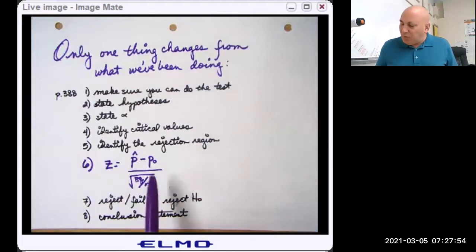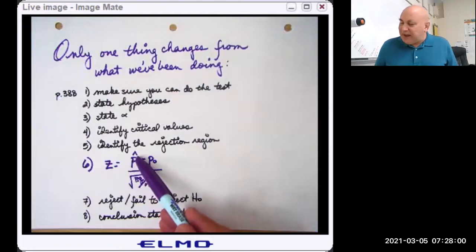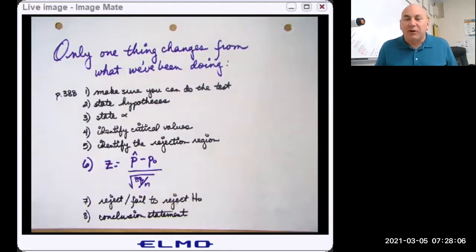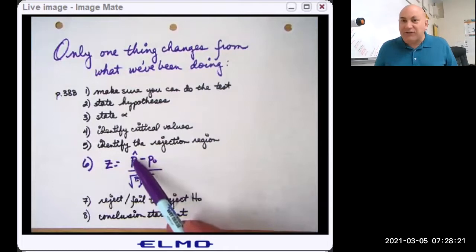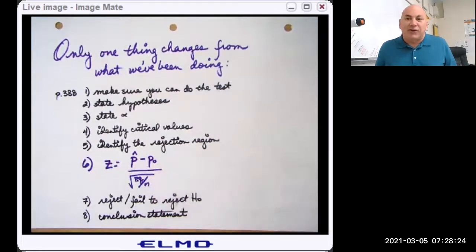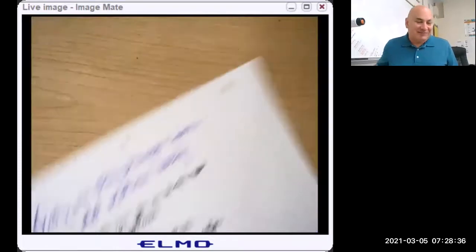I'll show you why, or remind you, that the only place you encounter p hat in this formula is here. All the rest of these are p0 and q0, because your null hypothesis says that p is equal to p0, which means your curve has to be centered at p0 so that you find how far away your sample is from p0. And if the curve's centered at p0, then it has a standard error of the square root of p0 q0 over n. Then we finish our hypothesis test.